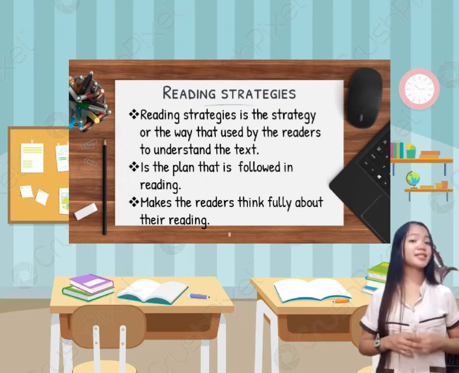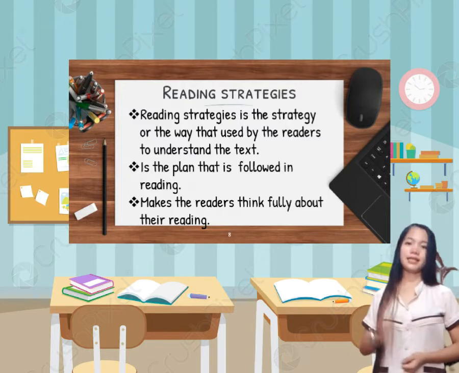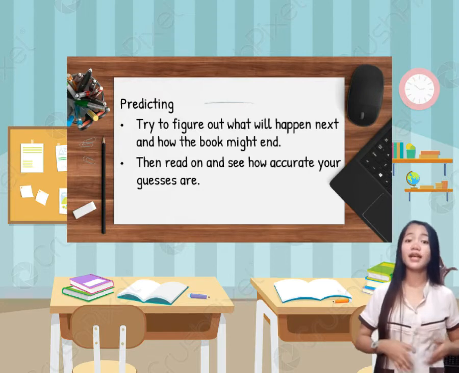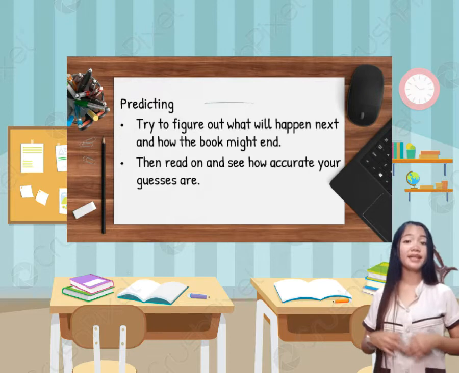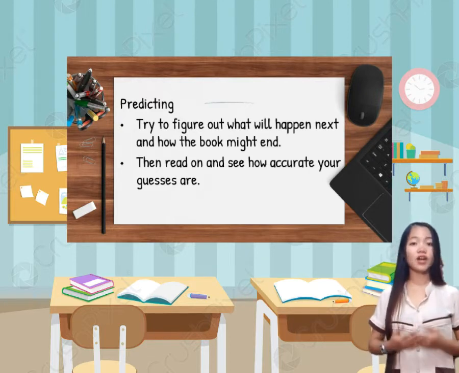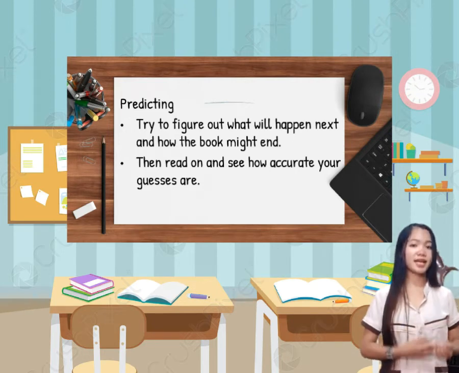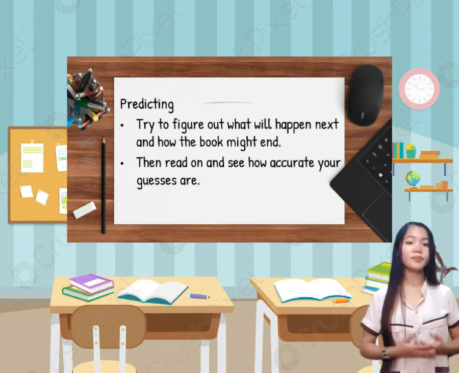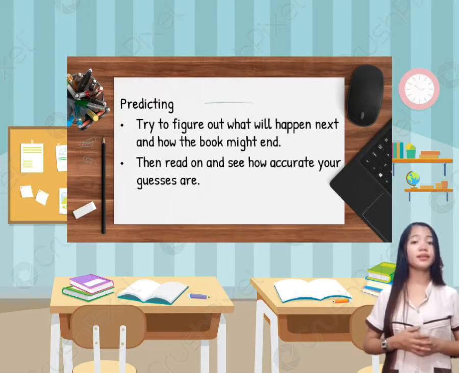So, there are 6 kinds of reading strategies. One of them is predicting. Predicting means trying to figure out what will happen next and how the book might end. Then read on and see how accurate your guesses are. So predicting also includes inferences or logical guesses based on information in the text, common sense, or reading between the lines. Predicting helps you slow down and think about what you are reading as you read.